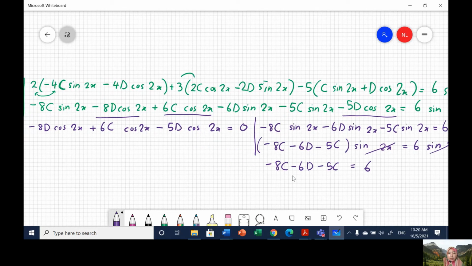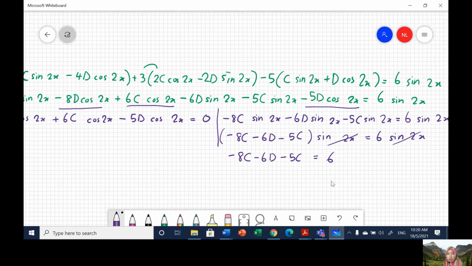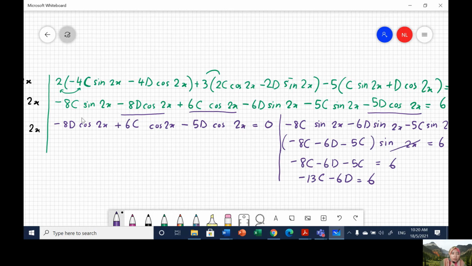Okay, we have one equation. This equation actually you can combine, because we have C and C. So this equation can be simplified as negative 13C minus 6D equal to 6. Previously, the one that we got in terms of cos, we can write down as negative 8D plus 6C minus 5D equal to 0.